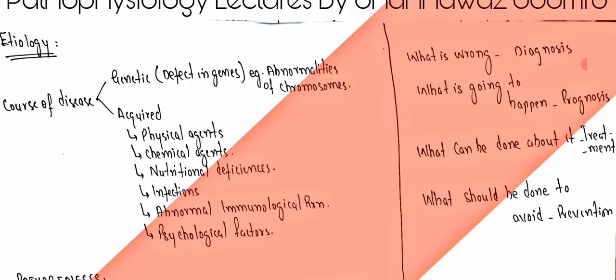Abnormal immunological reactions. Sometimes, you know, our own immunity becomes our enemy, like hypersensitivity reactions is one of the examples. Psychological factors, there are a lot of psychological factors that can lead to diseases.